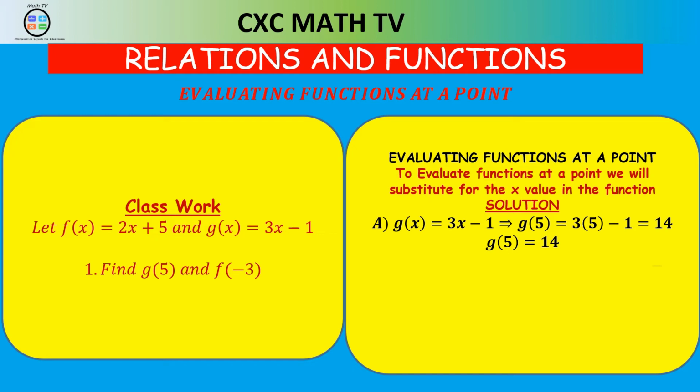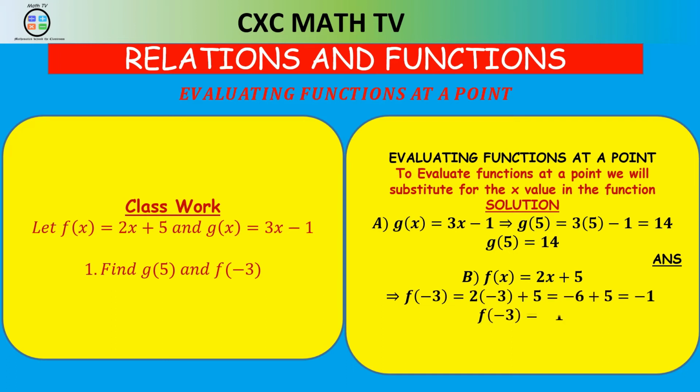f of x is 2x plus 5. So you're going to replace the x value with negative 3. To say f of negative 3 is 2 times negative 3 plus 5, which is negative 6 plus 5, which simplifies to be negative 1. So f of negative 3 is negative 1. That is f of minus 3.